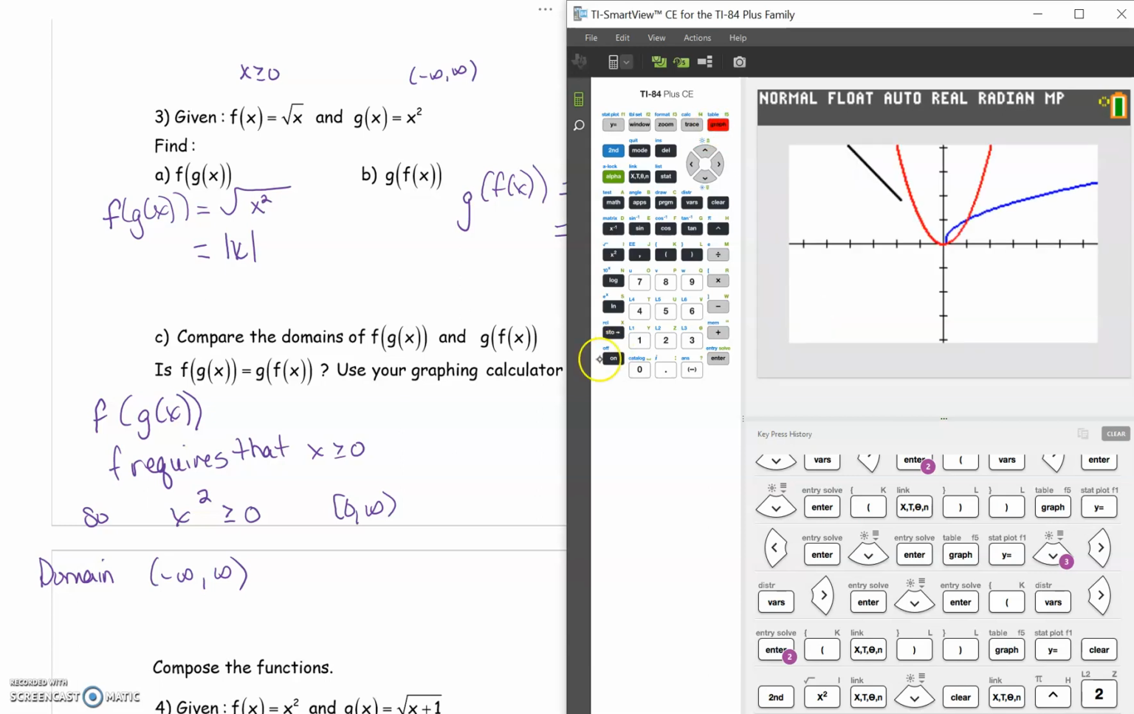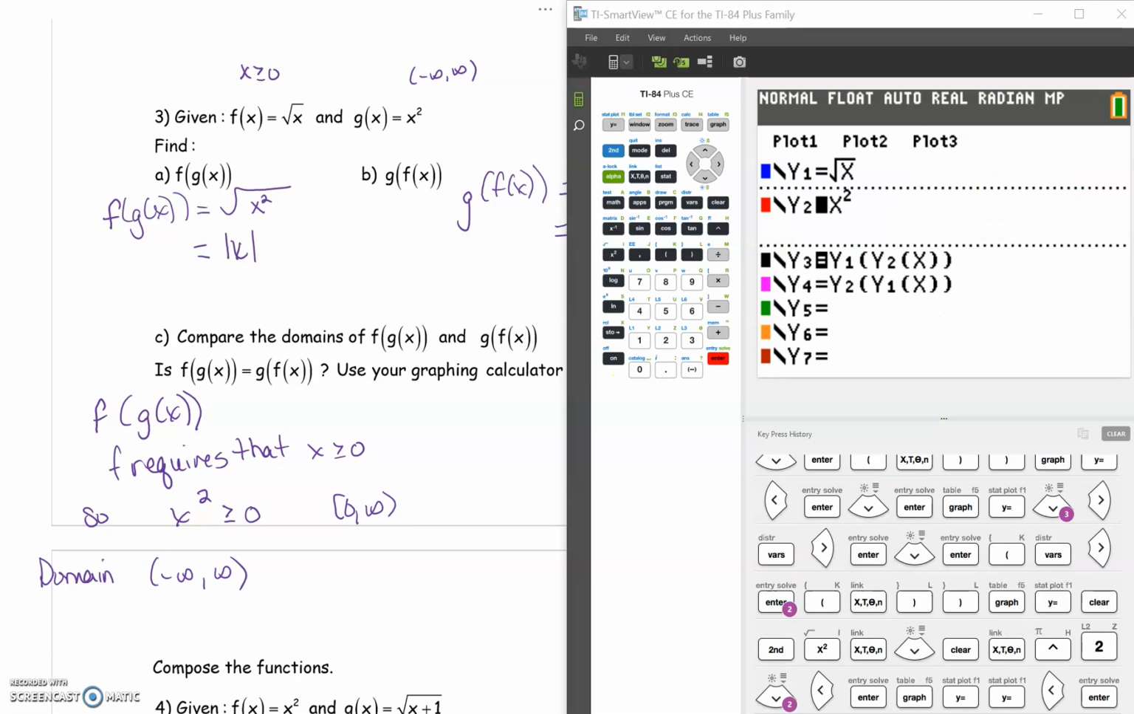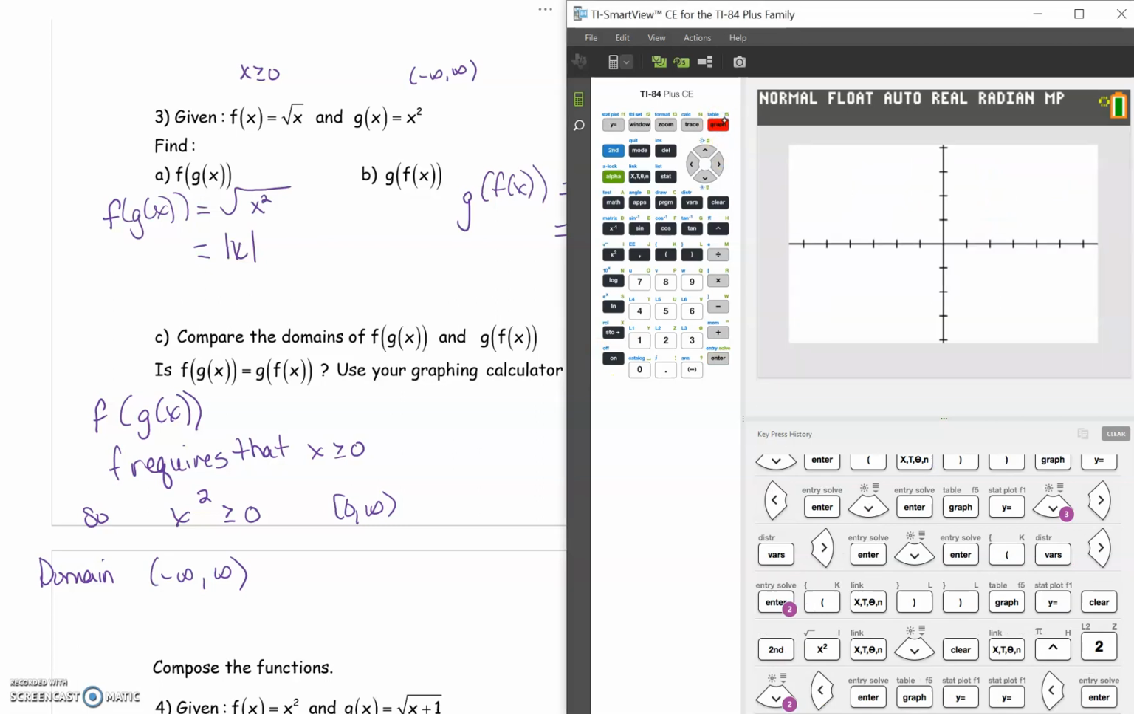Oh, I turned everything on. Okay, sorry about that. Let's just turn on the f of g of x. So if you take a look at f of g of x, there you go, which is just as we expected, the absolute value of x with domain of all real numbers.